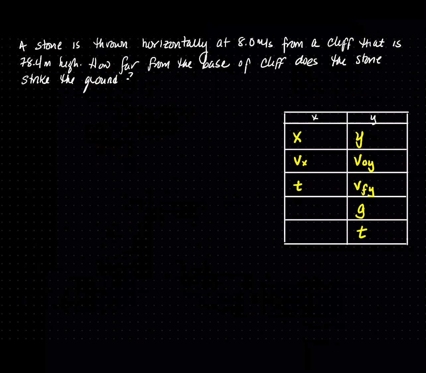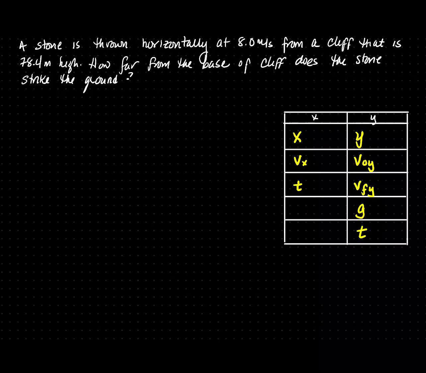When you solve for projectile motion, it is nice to make a little table. In the x direction, the variables that will be present are x, vx, and t, because there's no acceleration in the x direction. In the y direction, you'll have y, v naught y, vfy, g, and t.